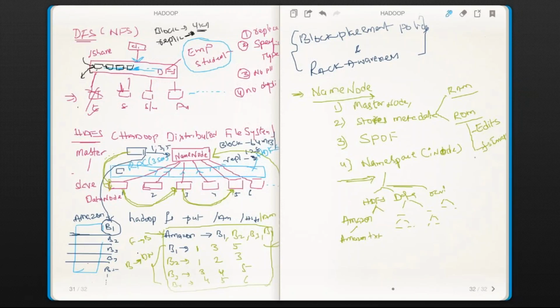Understand about the name node? Name node is a master node who stores the metadata and who is a single point of failure, and who maintains the data in the form of namespace. The data will be stored in the name node as a tree structure. The data will go into two places. One is the RAM, which is a temporary memory, and another one is ROM, which is permanent.